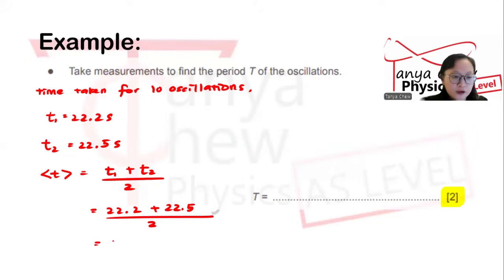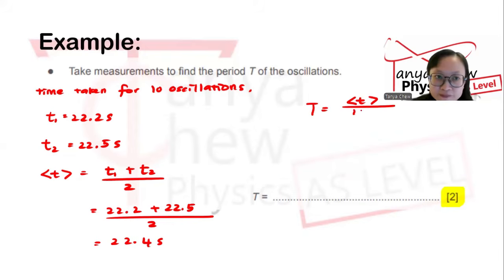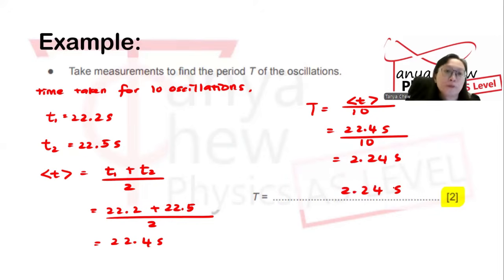I'm going to do it right now. 22.2 plus 22.5 divided by 2, and I got 22.4 seconds. That's my T average. So to find the period, it is your T average divided by 10, because you took 10 oscillations. So it is 22.4 seconds divided by 10, which is 2.24 seconds. That is how you calculate your period.